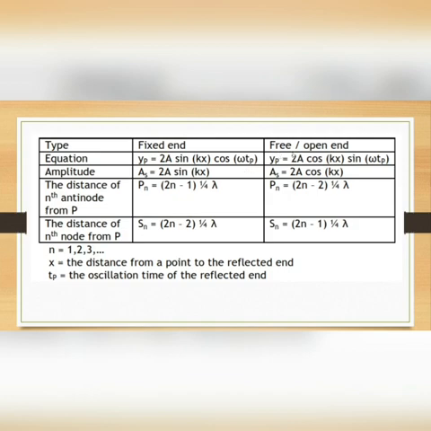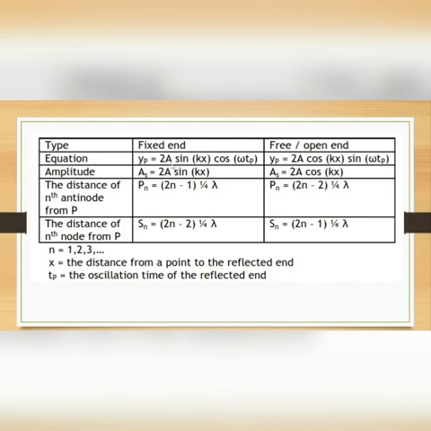And for the free or open end, y is equal to 2a times the cosine of kx times the sine of omega Tp. Again, a is the amplitude of the traveling wave. X is the distance from a point to the free end, or the reflected end. Tp is also the time from the reflected end.